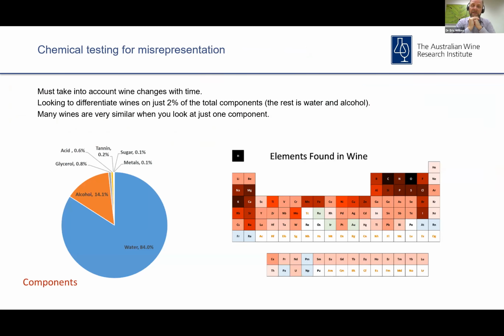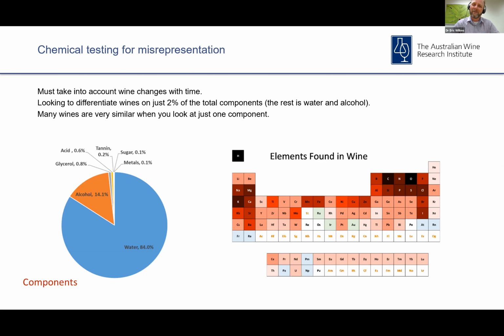So can we just use any form of chemical testing? Unfortunately, it is quite a big challenge. Firstly, we have to take into account that wine changes with time. So you can't always just use the normal organic chemistry that we would to characterize a wine, such as the organic acids, color compounds, all the flavor compounds, because we take great pride in saying that wine does mature with time and hence it will change with time. So we need to take that into account.